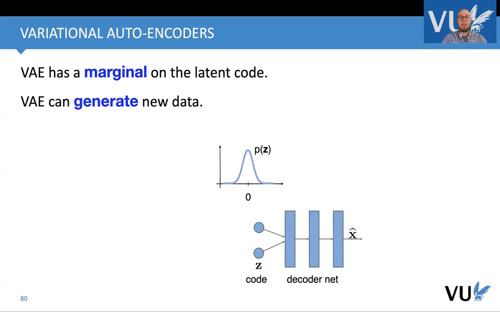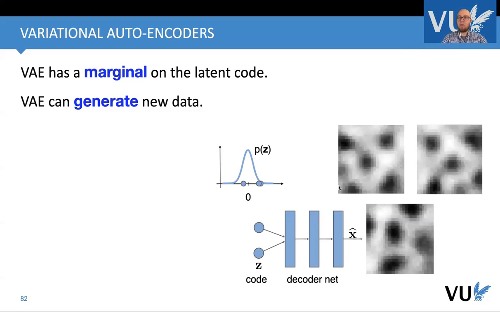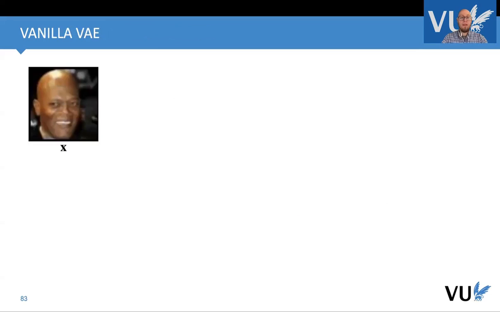The second thing is that we have this marginal over latent codes, so we can easily generate, because now we can just pick one point in the latent space and let it through the decoder, and we get a new sample, again some cells somewhere. We can repeat it, we can sample other points, and we get new images. And now this is the general concept, how it works and why VAEs are nice.